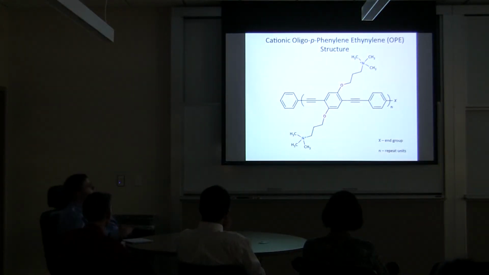This is a structure of one of the compounds used in our simulations, which we call OPEs. You can see that there are positively charged side groups here and here. Also on these molecules, N represents the number of repeat units, so you can have polymers of these molecules.